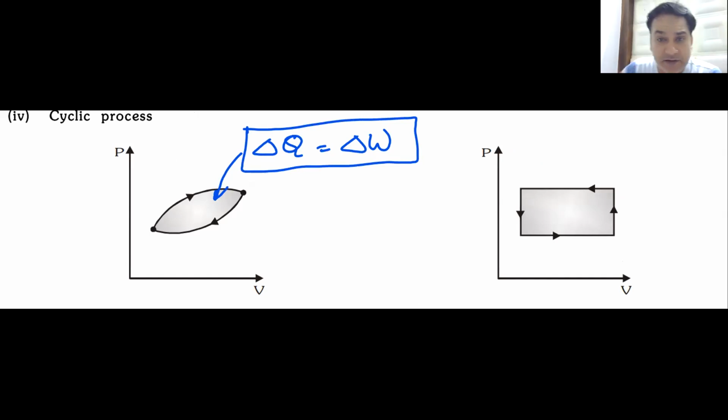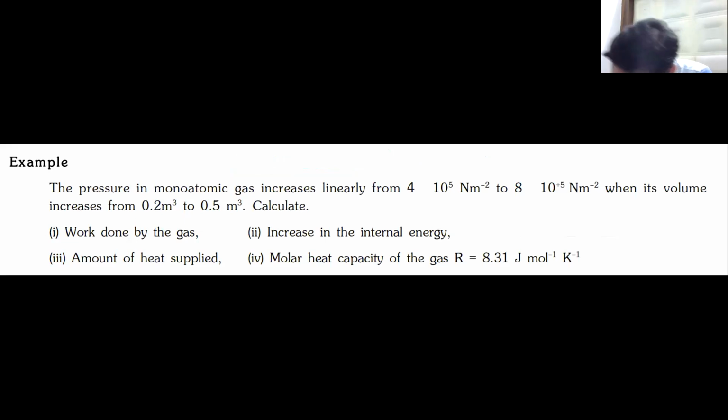We know this. If the cycle is going clockwise, work done will be taken as positive, and if the cycle is going anti-clockwise, the work done is taken as negative. Do we know this? Yes, sir. Okay, there is no point of discussing this. Then we come to the first law of thermodynamics, which we have already discussed, so there is no point of going to it. Without going to that, let us solve a simple question that would tell us how to solve any other question.